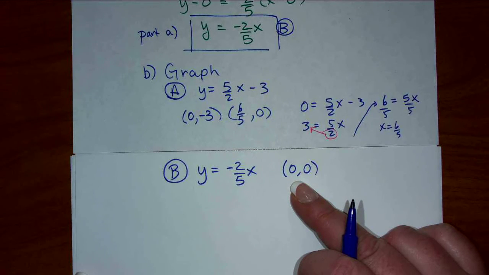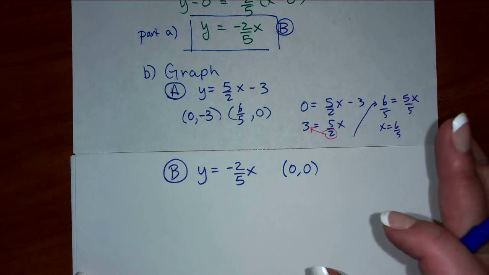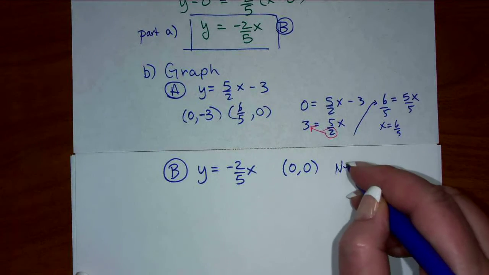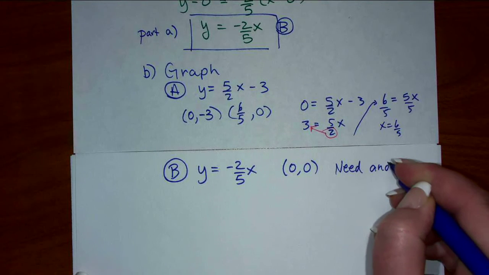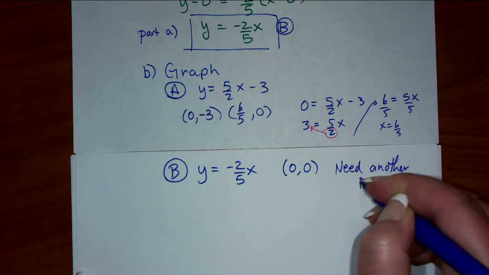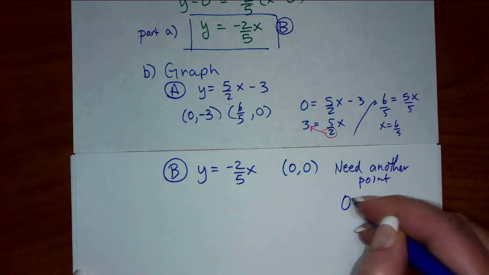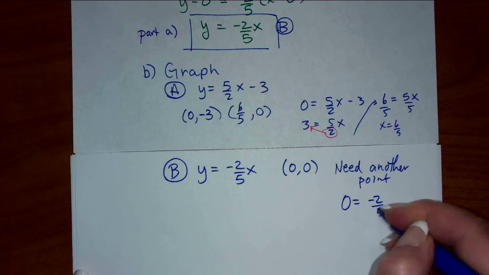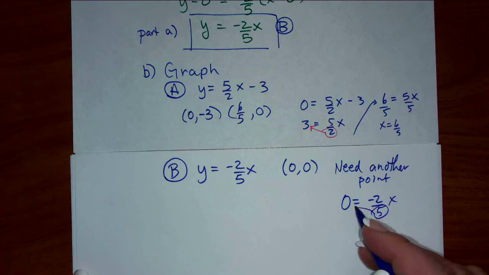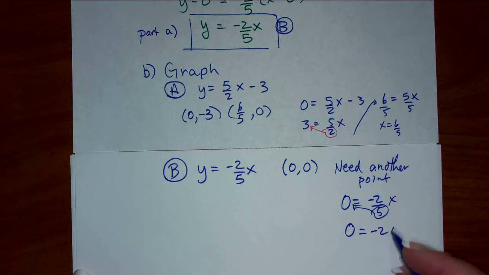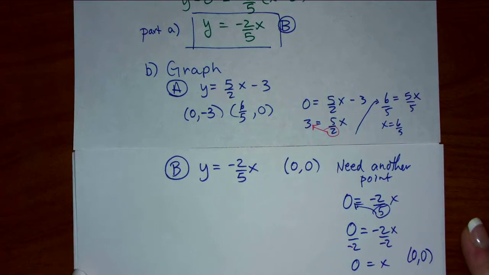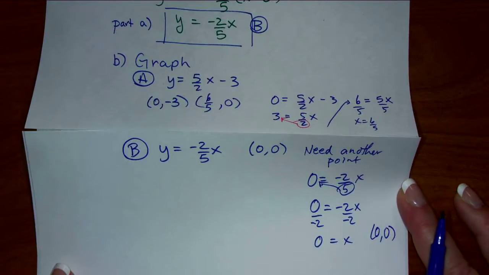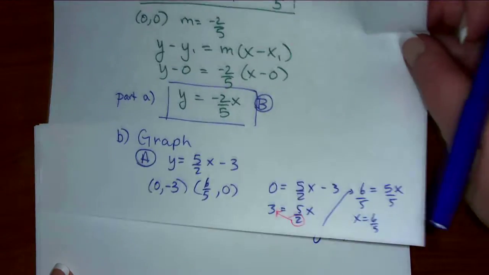So how would we find another point? We need another point. By plugging in y is 0, cross multiply, 0 equals -2x, divide both sides by -2, we just get 0, which is already the point we have. Right, so there's not anything new. So we do need another point. You can't just plot 0, 0, and then give up. So how do we find the other point?